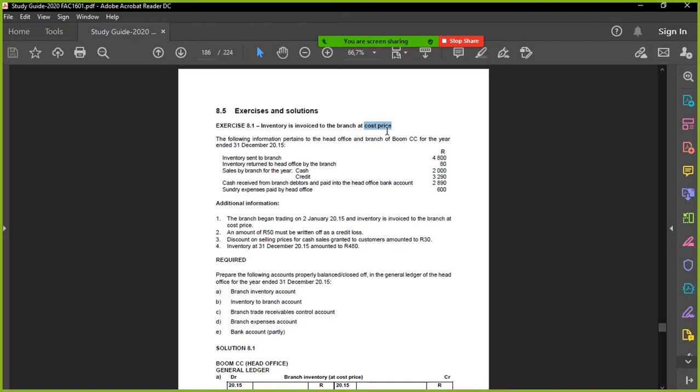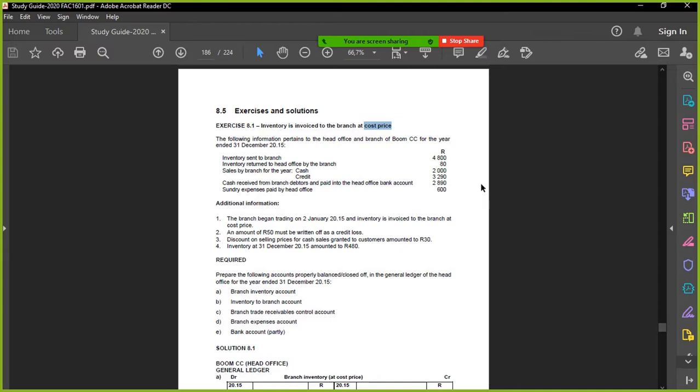Okay, so the following information pertains to the head office and branch of Boom CC for the year ended. Okay, they tell you that inventory was sent to the branch. Okay, what month am I looking at? December. Okay, yes, end of the financial year, right? 31st December. Okay, so did this happen during the year? Yes. It could have happened during the year because they've recorded it already. Okay, so what should they have recorded? Inventory sent to branch, 4,800.